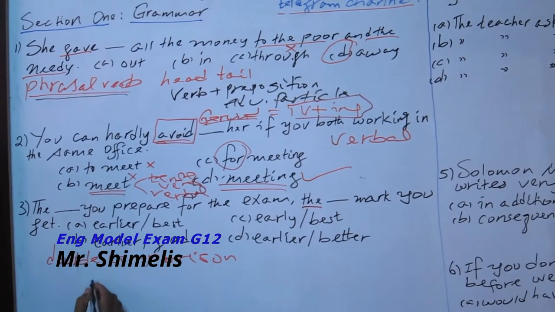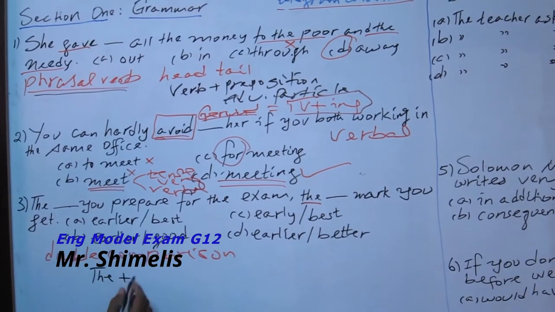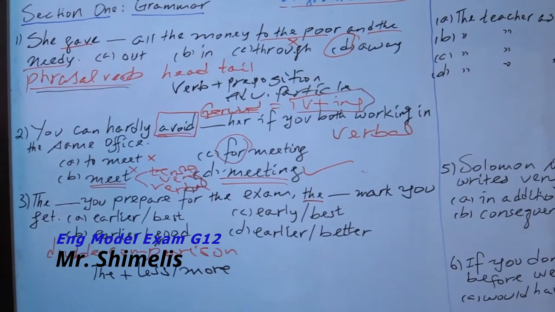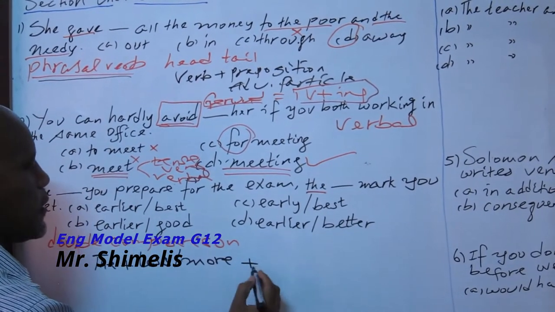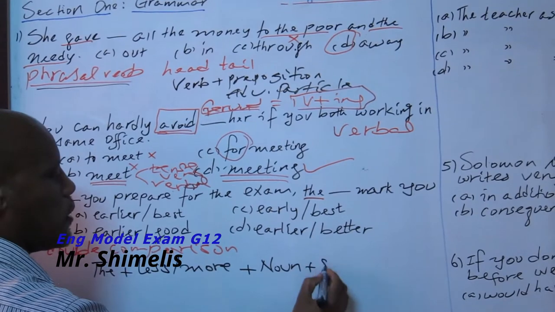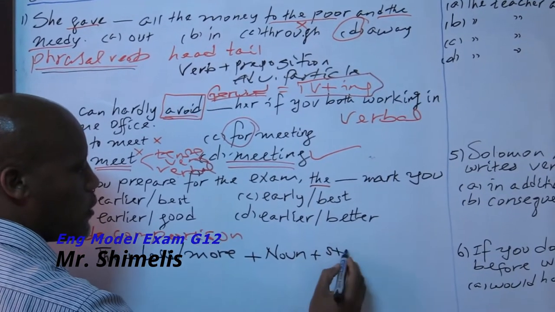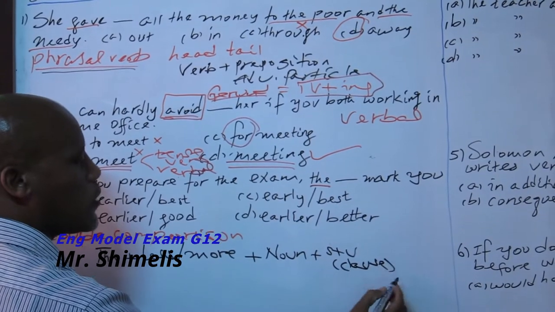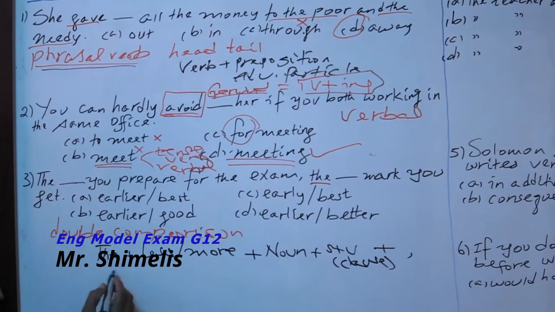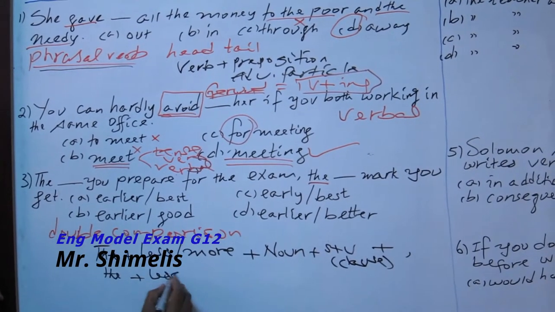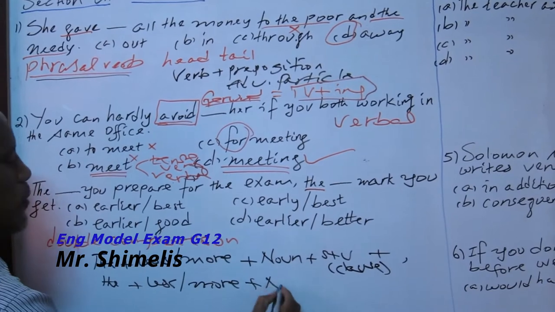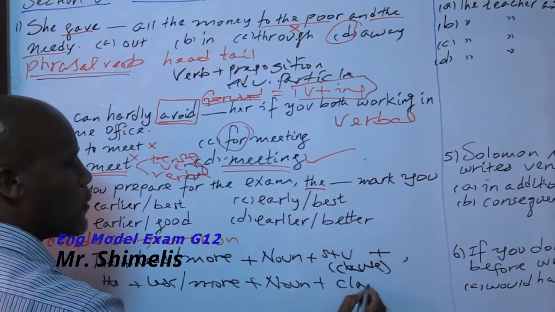You can take the plus less or more, the less or the more, plus a noun, or a subject-verb structure, or in short, a clause. We can take a clause here. Then the next, the same structure follows: the plus less, the second clause, more plus noun plus clause.